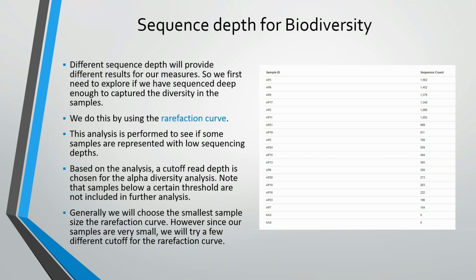However, our samples are already very small. You can see in here that the sequence depth for the samples, the lowest is only 104, which is really low. So we'll need to try a few different cutoffs for the rarefaction curve. If we select a higher one, we'll have to start excluding some of the samples. So we need to choose, I guess, a point that balances both capturing biodiversity and keeping as many samples in the data as possible.